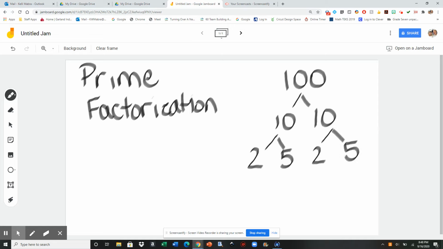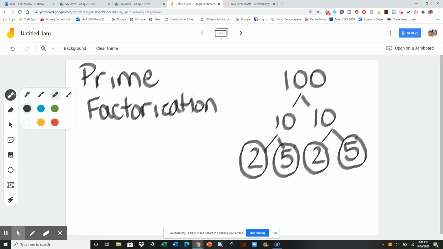Now you have to ask yourself, is 2 or 5 a prime number? Well, yes, they both are. So we are going to circle them and stop. When we have a prime number, we circle it. Now, you can't leave this. This is called a prime factorization tree, and you cannot leave the numbers hanging on the tree. So you have to take them off from the least to the greatest, or the smallest number to the biggest number.